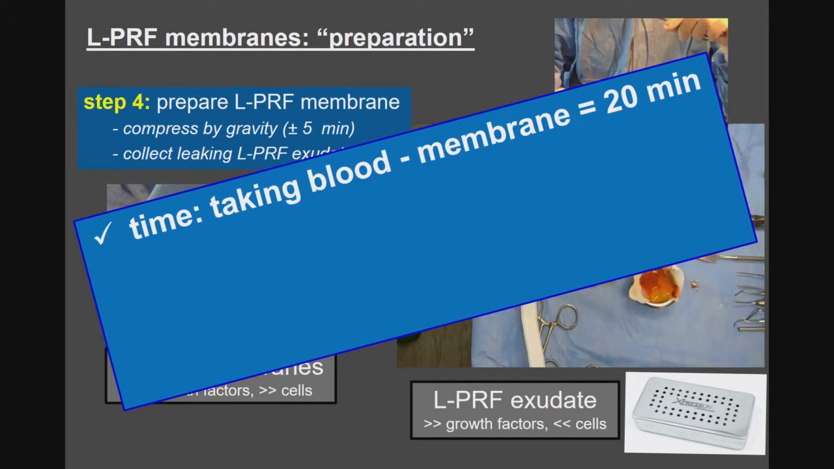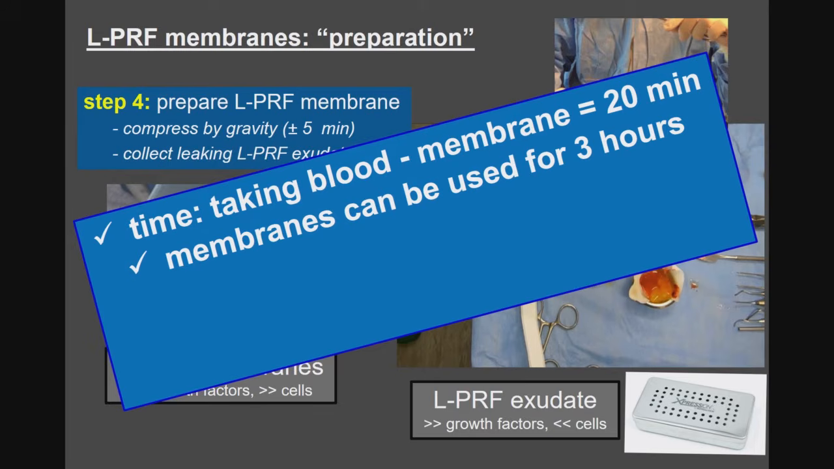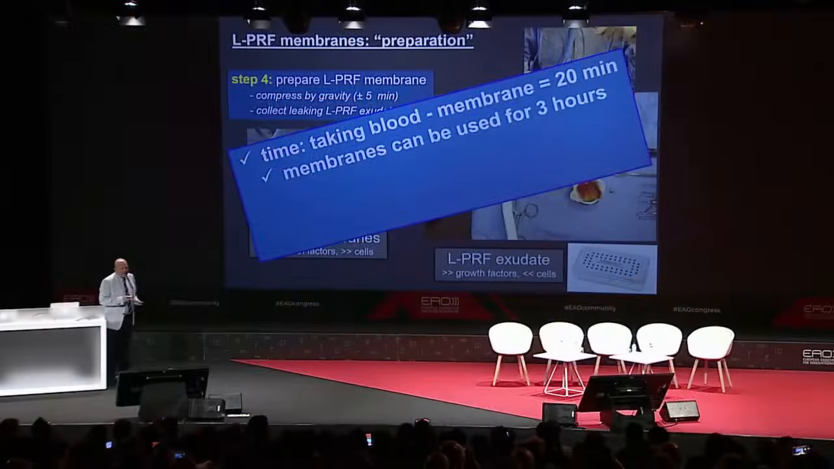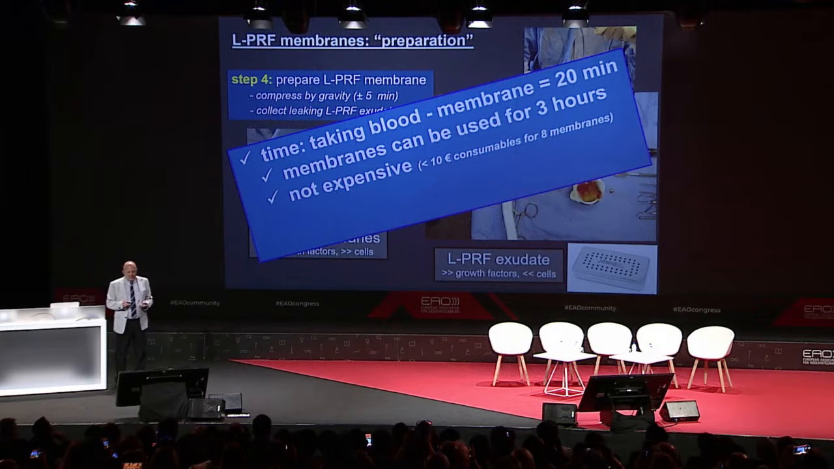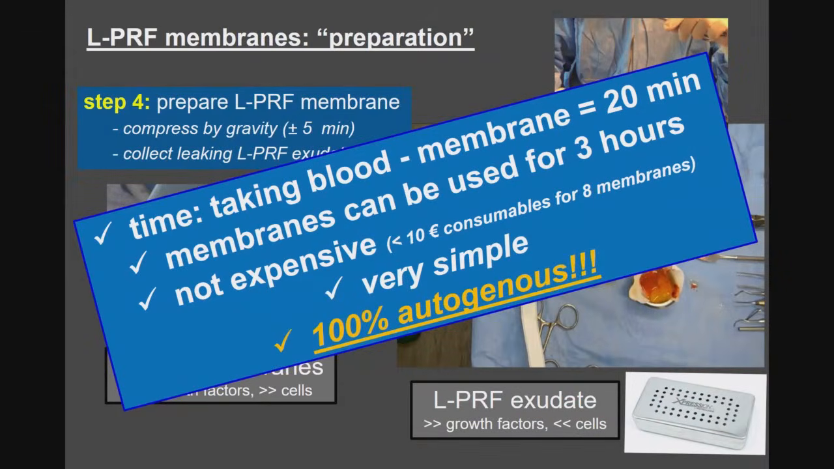So, just some issues. Time from taking blood to having the membranes is around 20 minutes, but you can use these membranes for the next 3 hours. They are not expensive to produce. Consumables are around 8 euros or 10 euros for 8 membranes. As you have seen, the technique is very simple, and, my friends, this material is 100% autogenous.